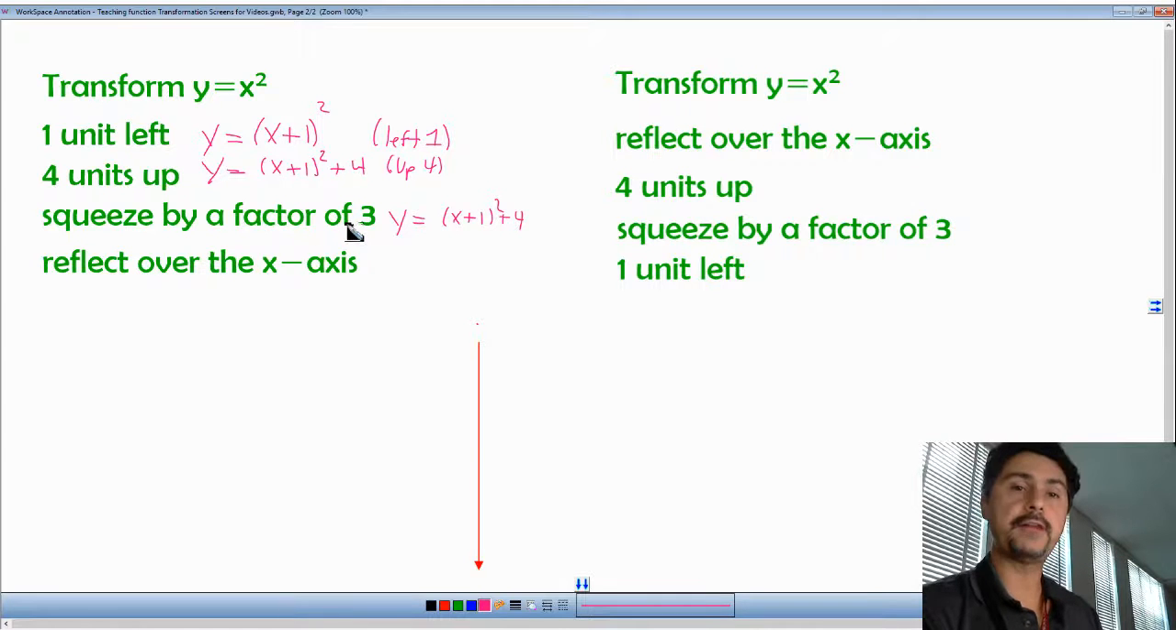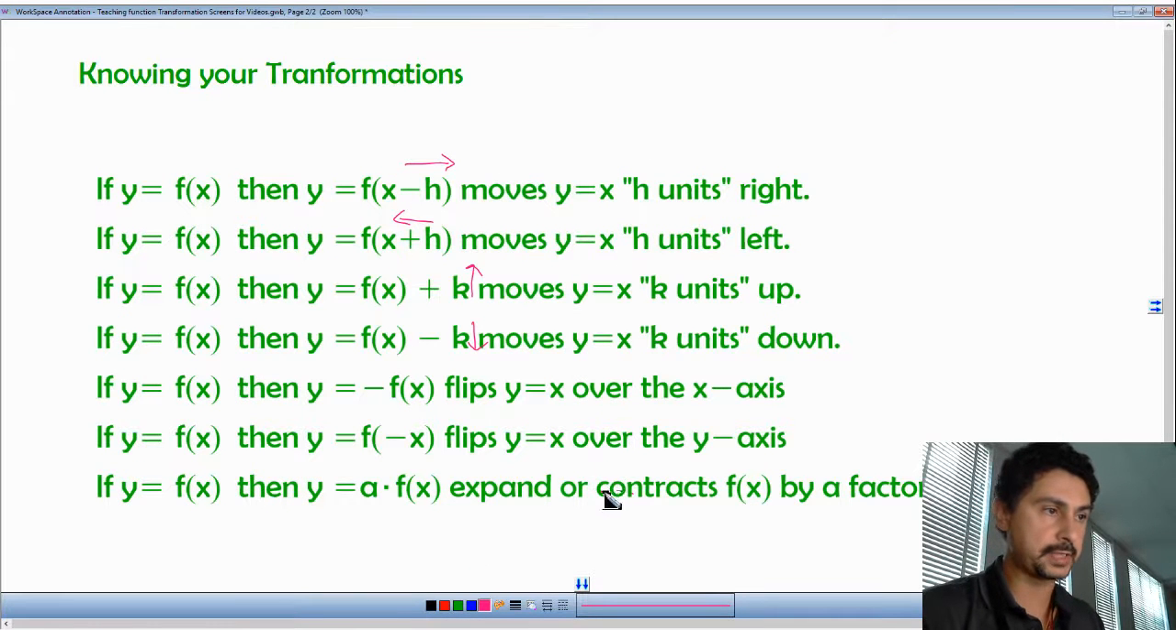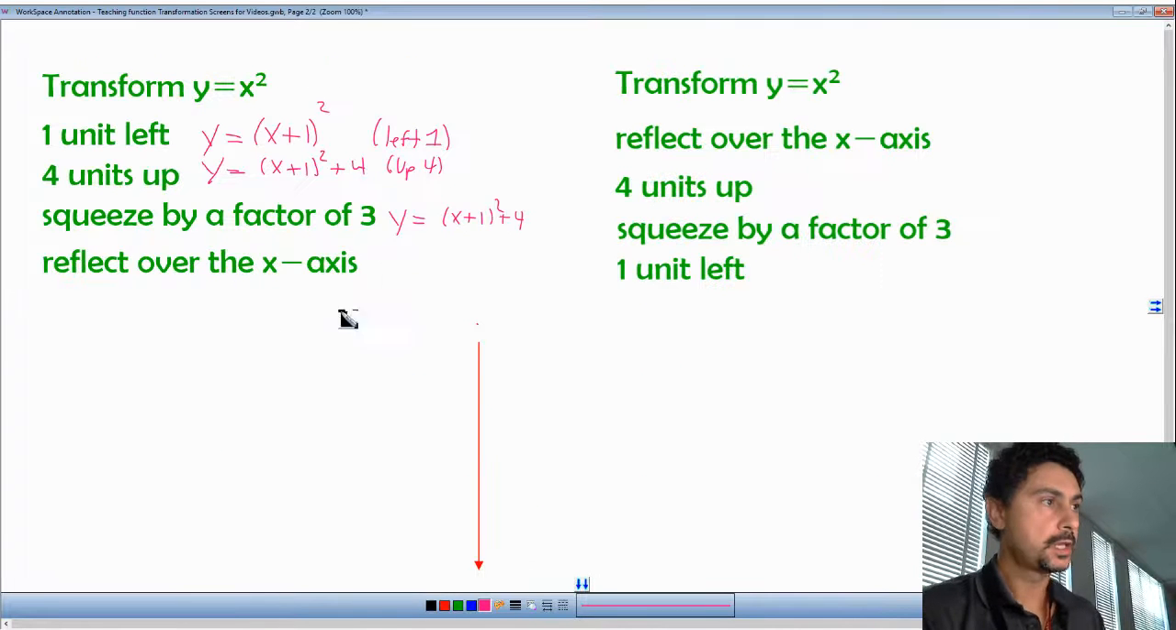If the squeeze by a factor of 3 comes on the third step, now this is something very important to understand. Expands or contracts, and when I mean by contracts, I also mean squeeze. When there's this multiplier a, which is the factor you're multiplying by, it gets multiplied to the entirety of what you did before. So when I go to this screen here, this means when I multiply by 3, I'm multiplying by 3 to the whole thing I did before. And this is really important to understand, the order.